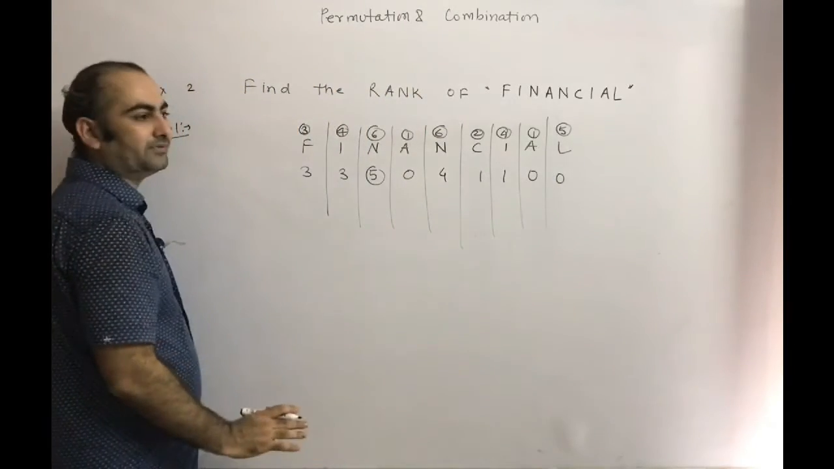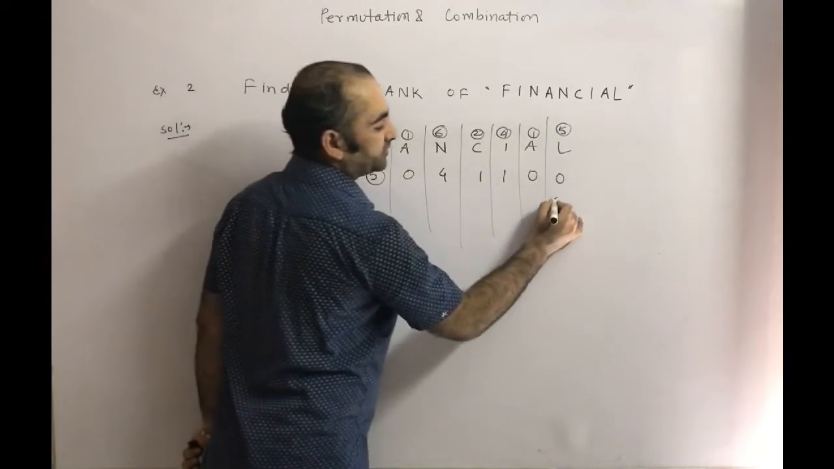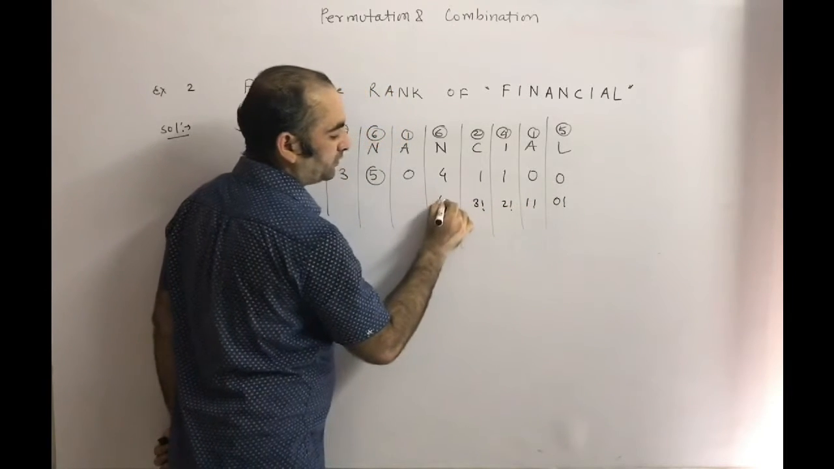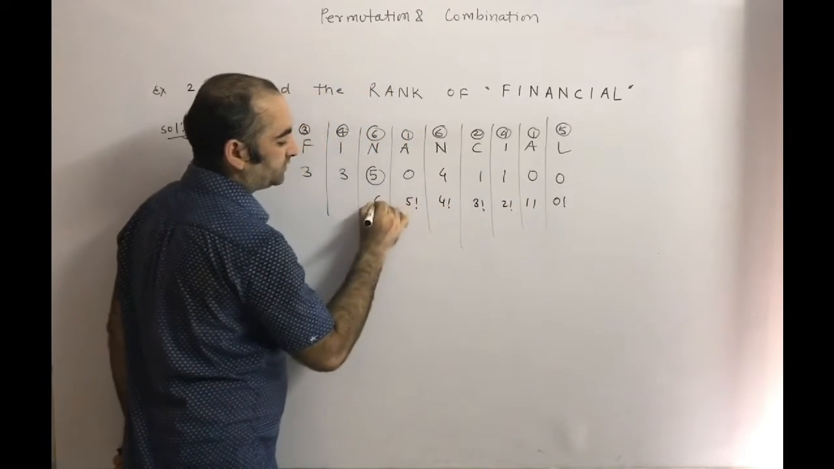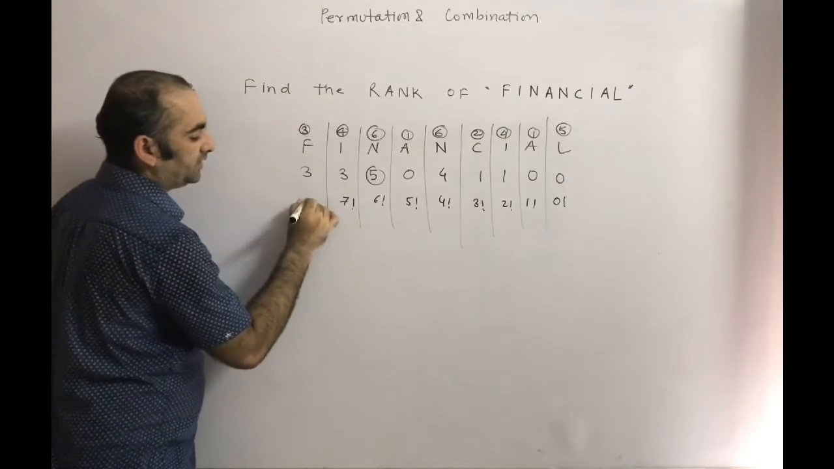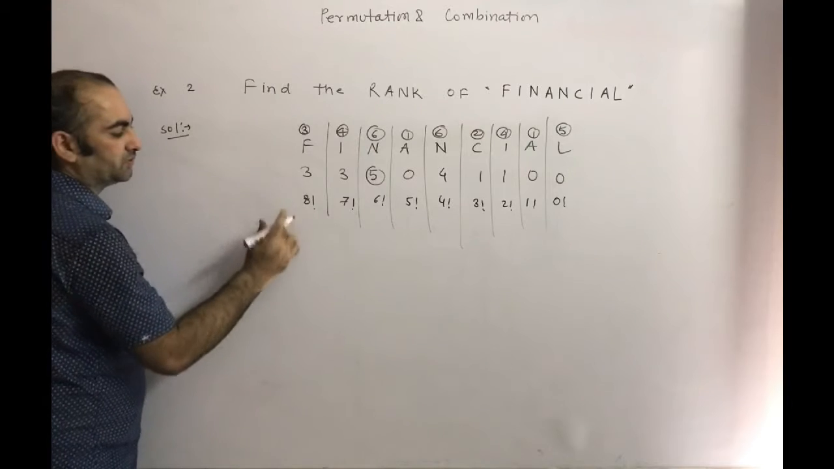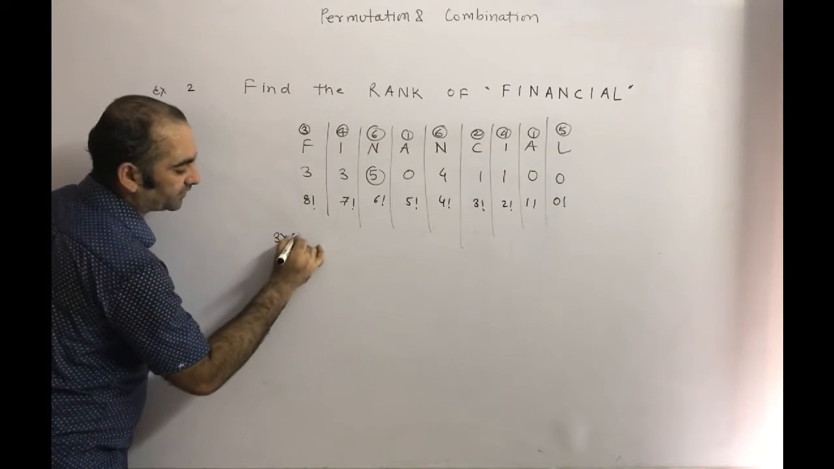Now after writing this, from this side you have to start with 0 factorial, 1 factorial, 2 factorial, 3 factorial, 4 factorial, 5 factorial, 6 factorial, 7 factorial, and 8 factorial. Now what you will do, multiply these two: 3 into 8 factorial.